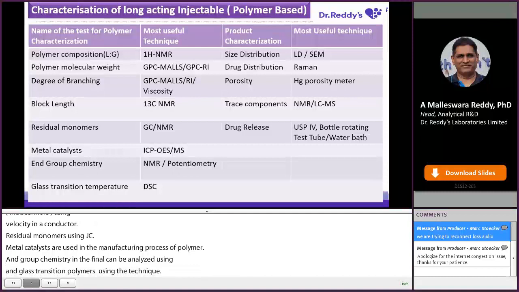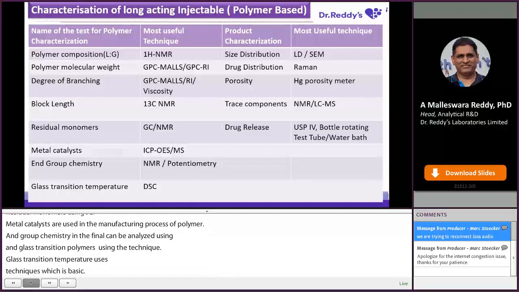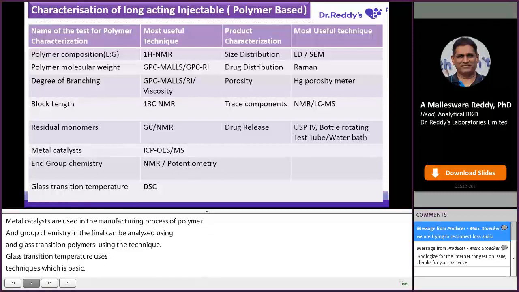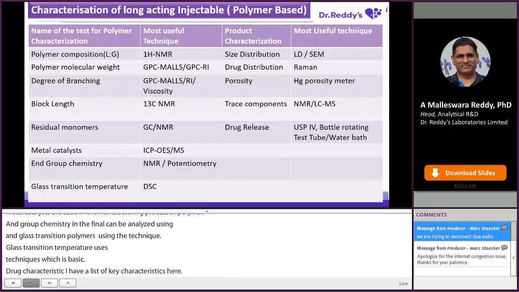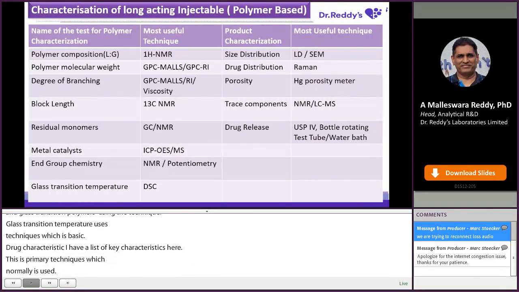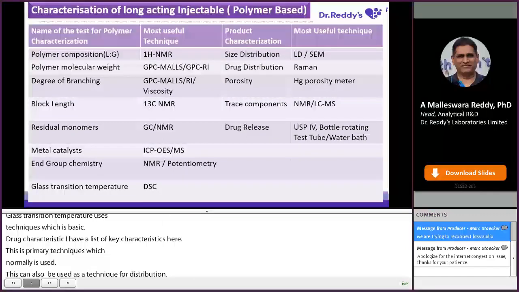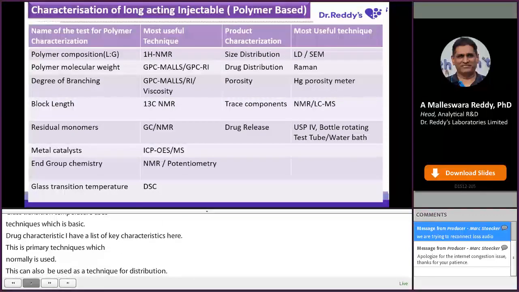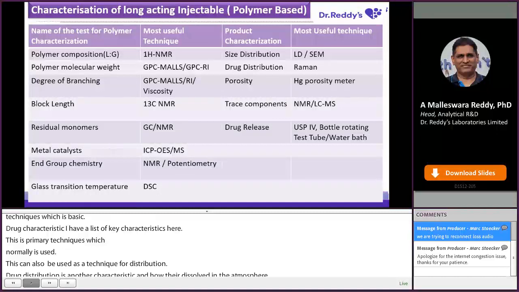Coming to the drug product characterization, I have listed some key characteristics here. For size distribution, laser diffraction is the primary technique normally used, and orthogonally SEM can also be used for assessing size distribution. Drug distribution is another important characteristic, where cross-sectional Raman spectroscopy gives us an understanding of how the drug is distributed inside the microsphere. The next one is porosity, which plays a key role in how the drug is released from the surface, and can be assessed using mercury porosimetry.